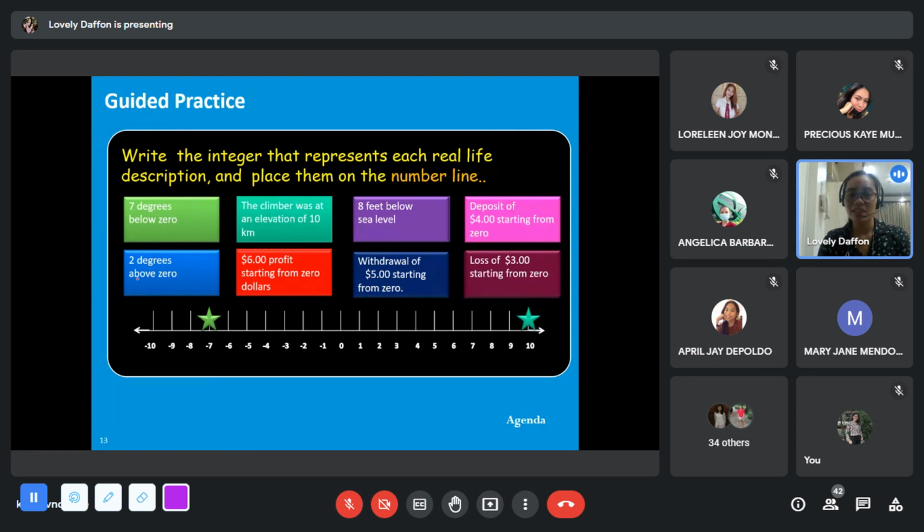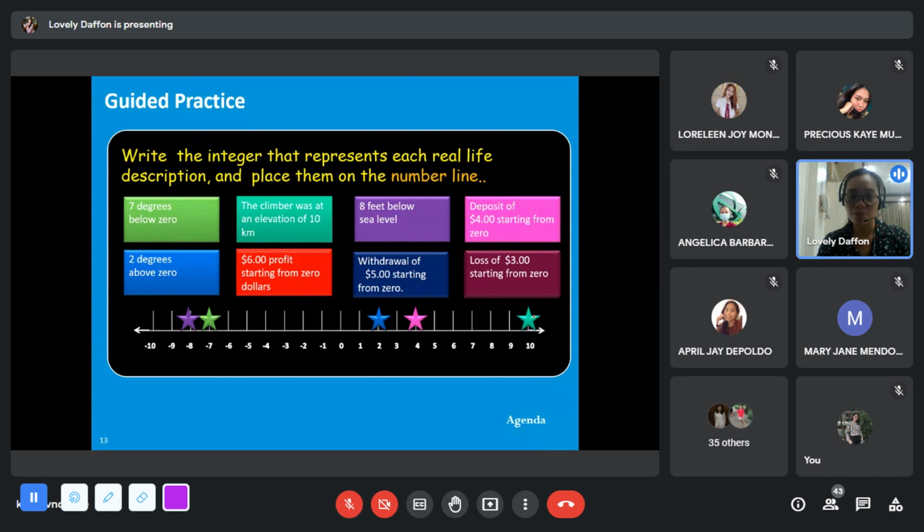Next, a climber was at an elevation of 10 kilometers, so the student sticks the star at 10. Next, 8 feet below sea level. So you have here negative 8, represented by the purple star. Next, a deposit of $4 starting from 0. So you have here number 4 and the 4 star. 2 degrees above 0, they stick that here too.